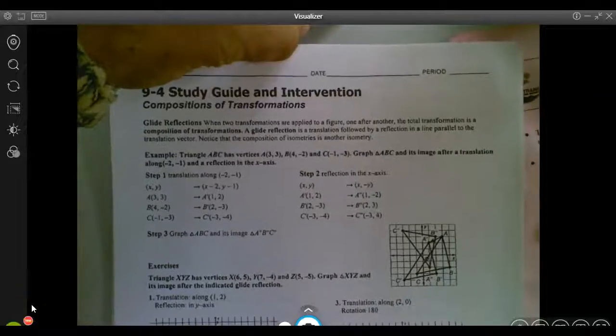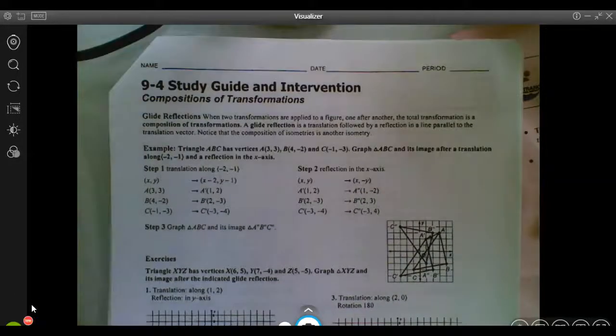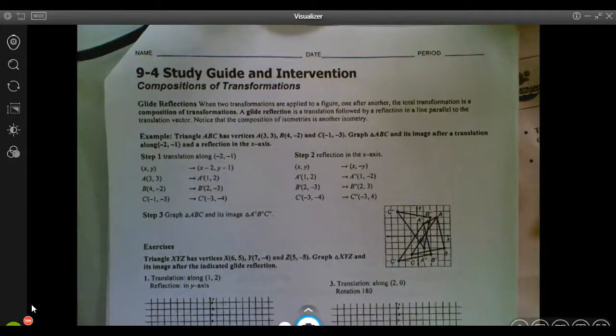So for the final lesson of chapter 9, we're just looking at compositions of transformations, which simply means you're doing two transformations. There are only three transformations that we've already looked at: the translation, reflection, and rotation. So what you're going to see in this section is simply doing two of those things to a shape. There's really nothing new to this. It's just a matter of doing two transformations rather than one.